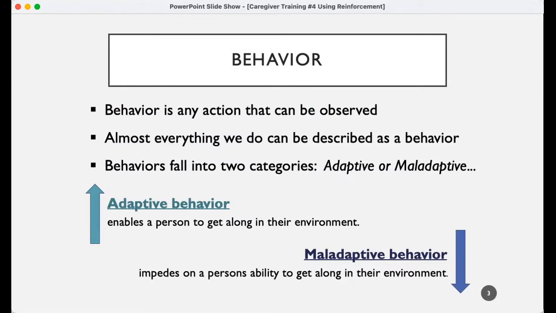Remember, behavior is any action that can be observed. We categorize them in two ways: adaptive behavior and maladaptive behavior. Adaptive behavior enables a person to get along in their environment, be independent and successful. Maladaptive behavior impedes on those things.